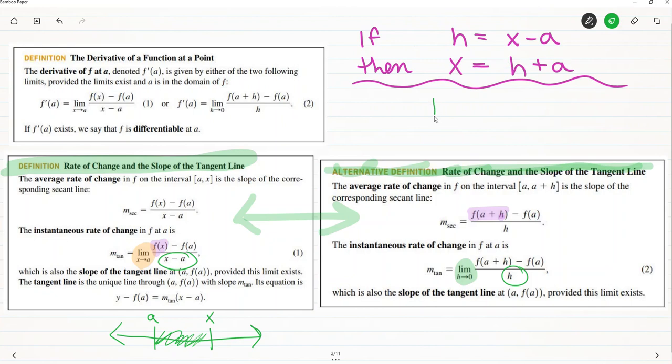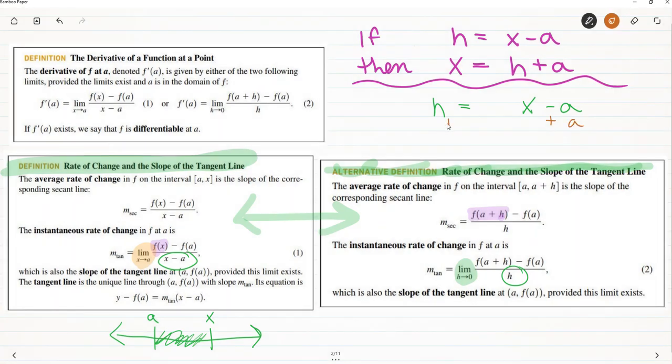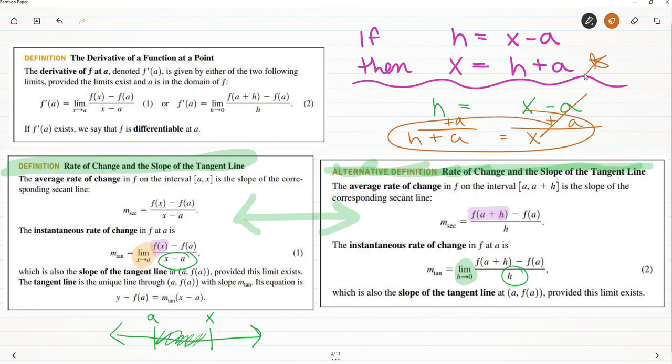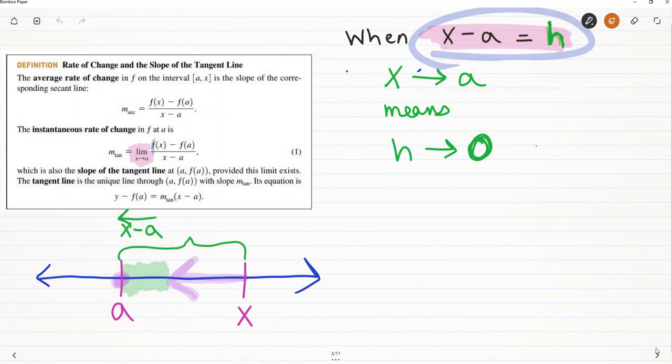Let me just show you that algebraically. If h is equal to x minus a, and you solve this for x, then what we're going to need to do is add a to both sides. Now, the a's cancel out, and we're left with x equals h plus a. So that's going to be helpful. Recognizing that algebra is going to be helpful when we look at the connection between these two definitions.